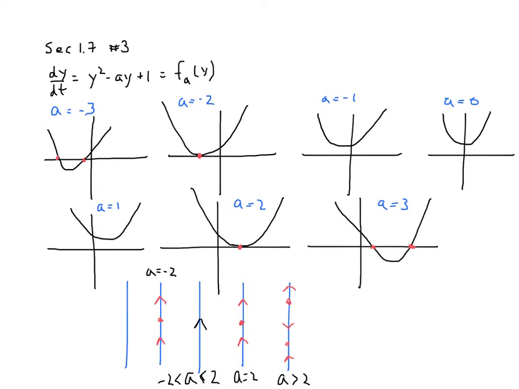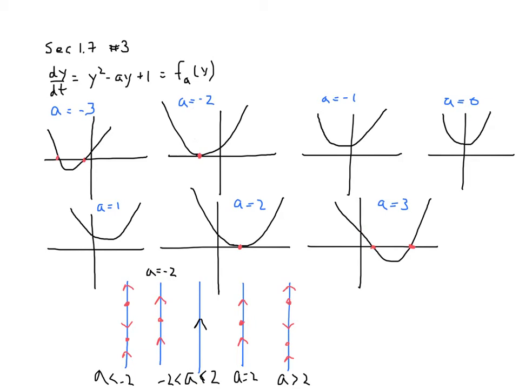When A is smaller than -2, let's change that to black. A is smaller than -2. I have 2 equilibrium points. The first one, again, is a sink, and the second one is a source. So that's one way of looking at this, and it's my recommended way, really.